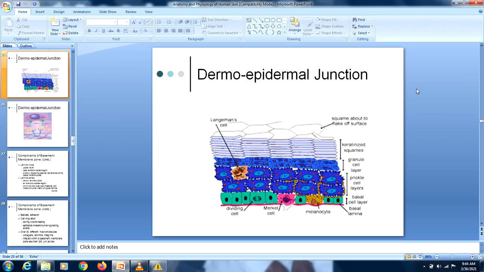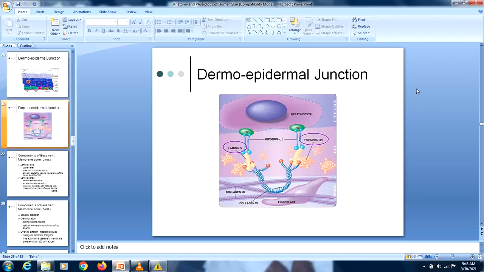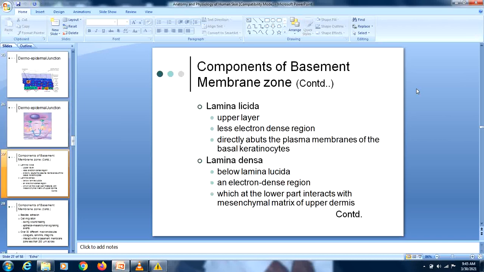Topmost are the squamous sheets of the stratum corneum. Then there is the granular cell layer, then the prickle cell layer, which also contains the Langerhans cells, and last of all is the basal cell layer, which contains melanocytes and Merkel cells. Now this is the dermoepidermal junction. As you can see, the keratinocyte is just touching the zone known as the dermoepidermal junction. There are certain proteins present in it, like laminin 5, integrin, fibronectin, etc.